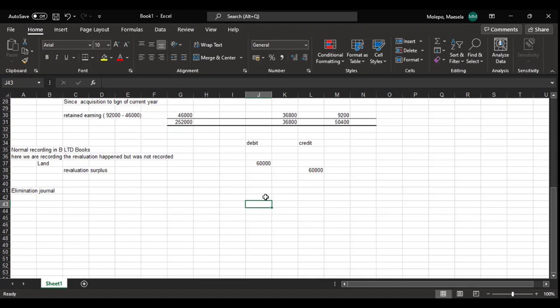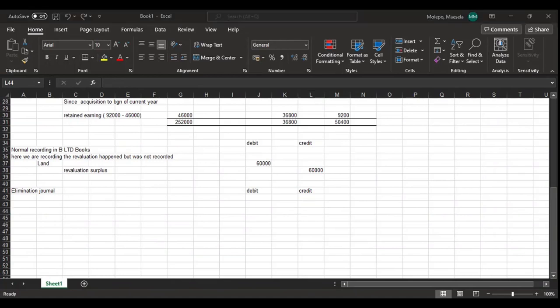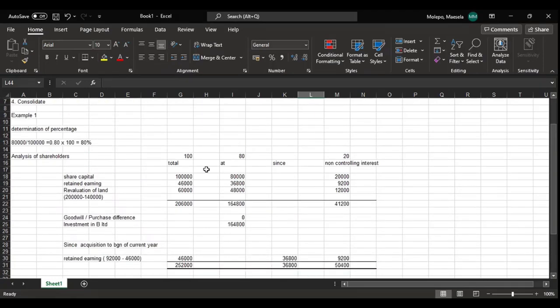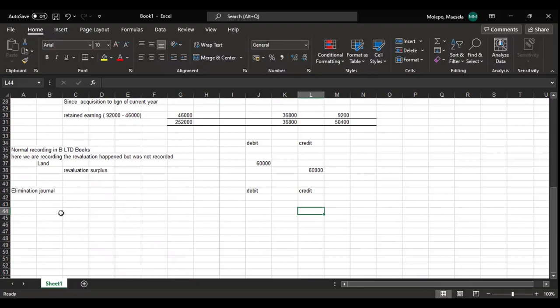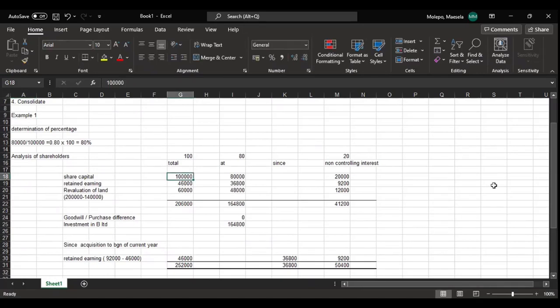So elimination journal again, we know to always be debit, credit. Then we say, now we're going to eliminate these things that happen at acquisition. So at acquisition, there was a share capital that needed to be taken out. Share capital increases on the credit side, but now because we're eliminating it, we debit it. The share capital we're going to eliminate will be 100,000.